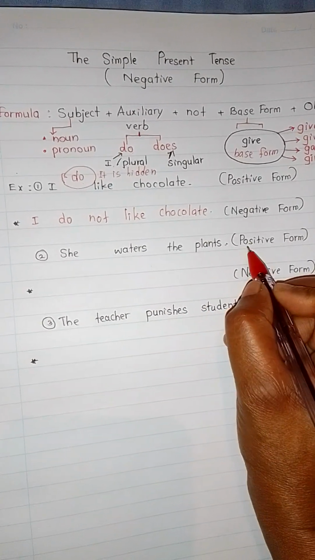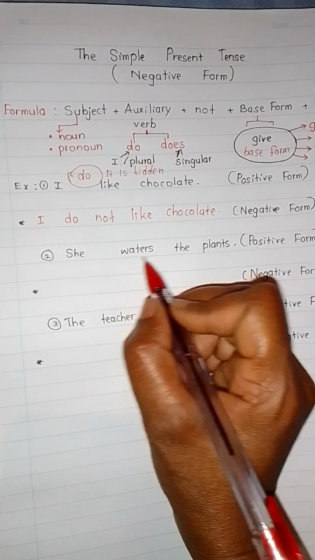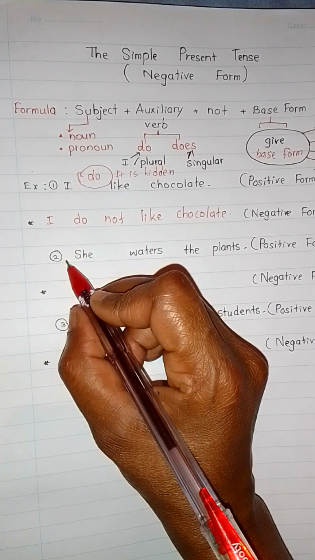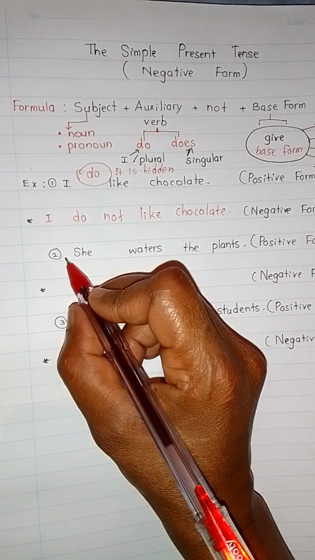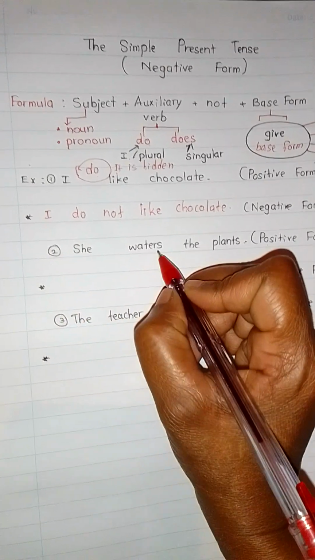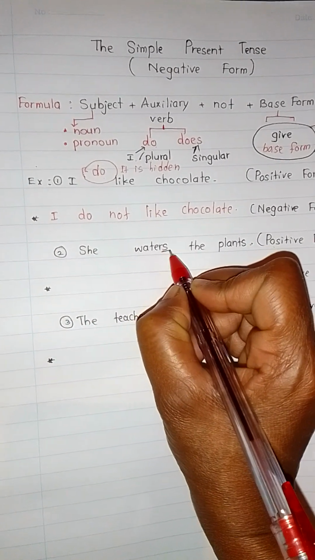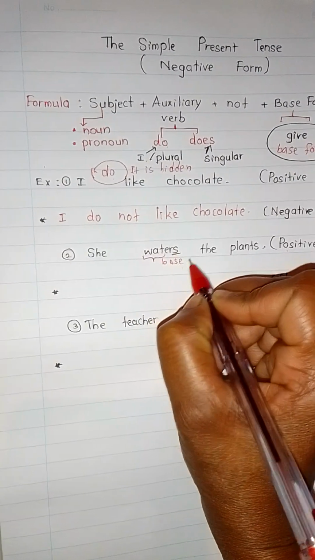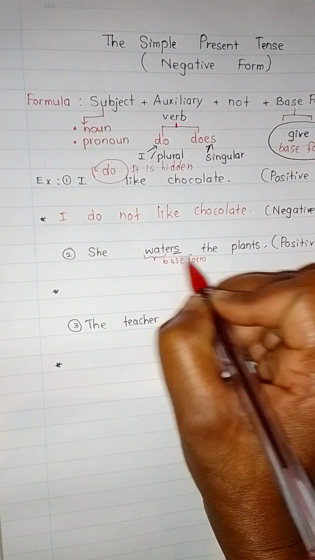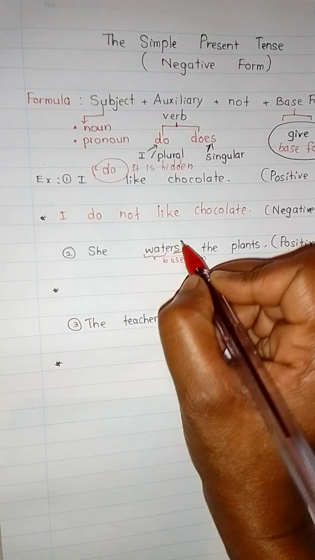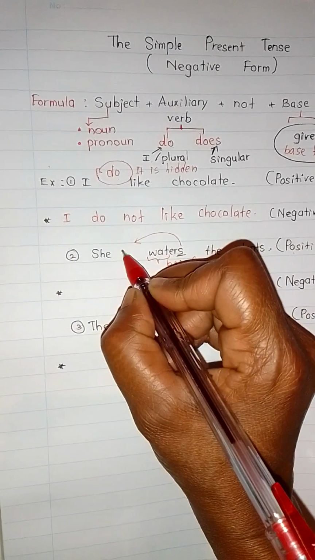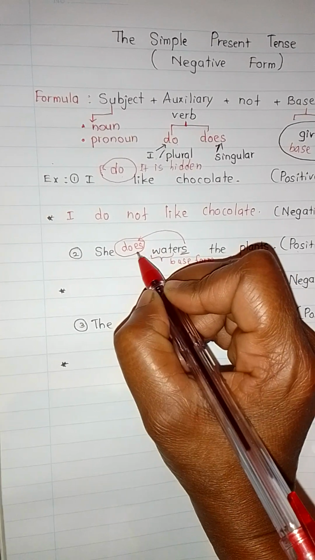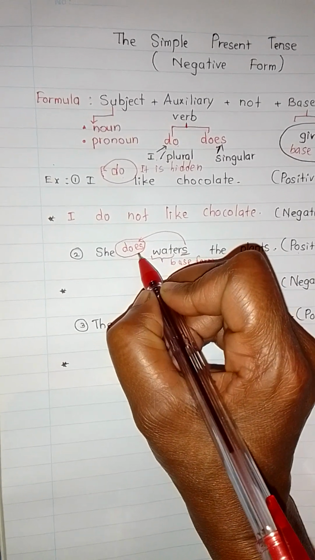Next one. Positive form is she waters the plants. With the subject she, it is a third person singular subject. So we add s to the base form water. This is the base form. Then the verb ends with s and s stands for the auxiliary does. Right? The auxiliary is here but it is hidden.